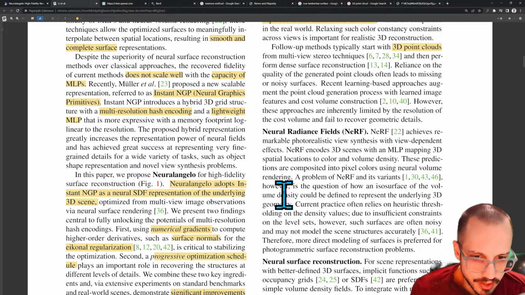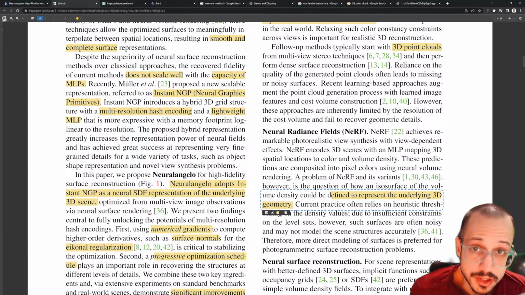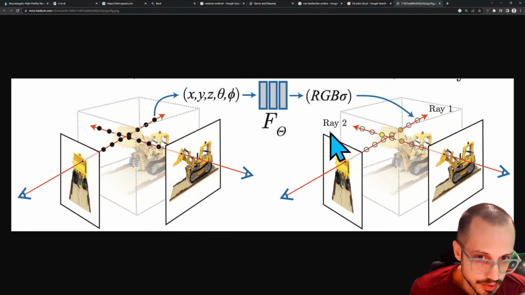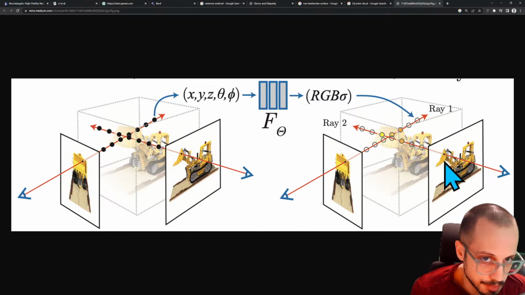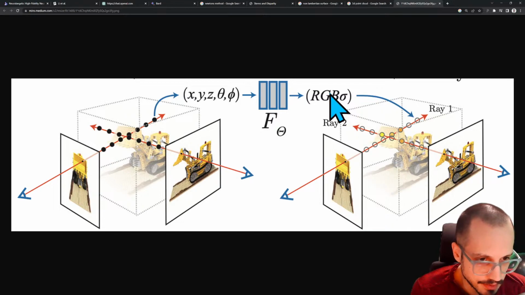Okay, so that's what a NeRF is. The problem of NeRFs is the question of how an isosurface of the volume density could be defined to represent the underlying 3D geometry. The problem with this is that you don't have an explicit representation of the underlying geometry. If I gave you a file that just contained the weights of this neural net, you would have no idea what kind of object this represents. You'd have to render it from a bunch of different views in order to get 2D images of the object.